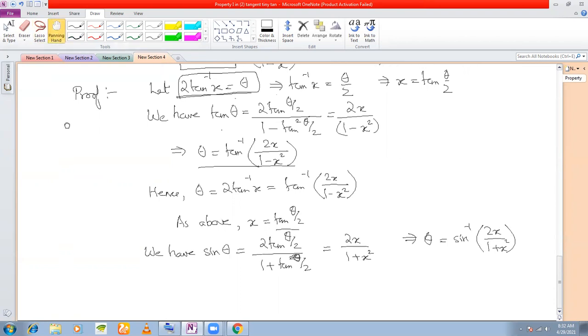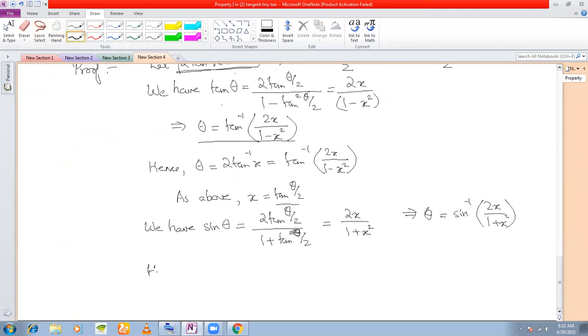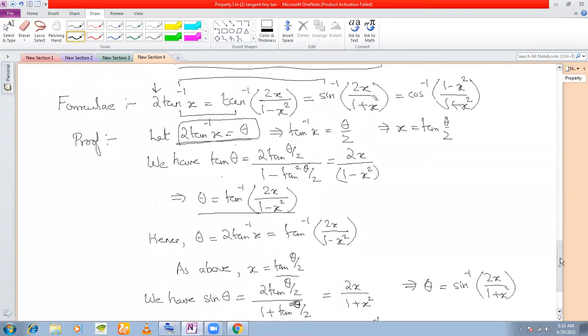So hence, as above, theta, we have 2 tan inverse x is equal to tan inverse 2x by 1 minus x square is equal to sine inverse 2x by 1 plus x square. So two parts are over. The last part is only left. And the last part is you have to convert this tan inverse to a cos inverse. Okay. So we start again with 2 tan inverse x is equal to theta.